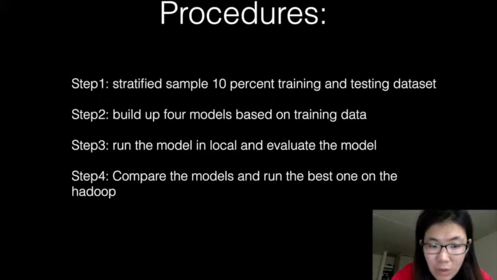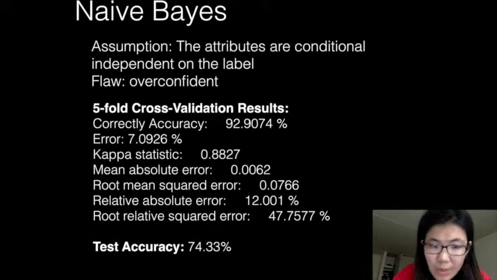Step 2, I build four models based on the training data: naive Bayes, decision tree, bagging of decision trees, and random forest. Step 3, I run all four models locally and evaluate them. The evaluation method is cross-validation, and I use four-fold cross-validation in all four procedures. In step 4, I compare the models and run the best one on Hadoop.